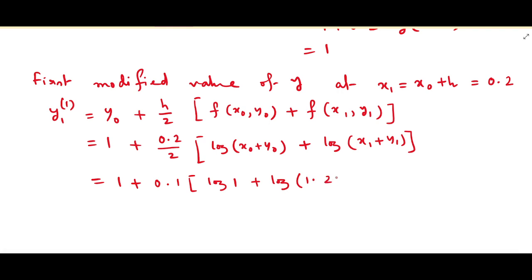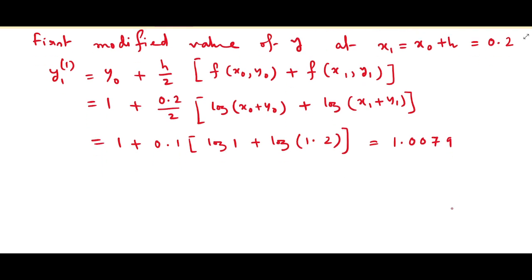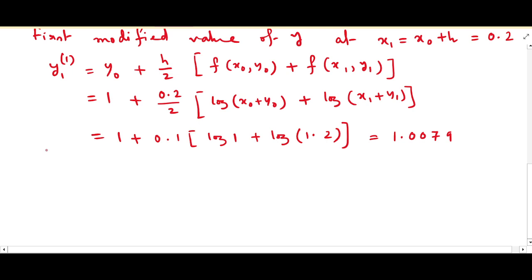Okay, so it's log of 1.2. The value of log of 1.2 we can find by using a calculator, and after calculating, your final value will be 1.0079. So this is the first modified value. Okay, first modified value. So let us write down the second modified value.